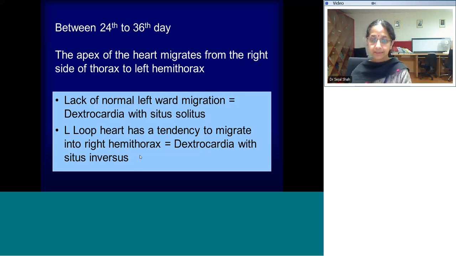So we can understand that normally levocardia commonly has situs solitus with D-looped ventricles. However, if this normal migration to the left hemithorax does not happen, or you have an L-looped ventricle, then the heart tends to stay on the right side of the chest, which is dextrocardia. But in both the situations, you have different situs. In the first, you have situs solitus, and in the second, you have situs inversus primarily with L-looped ventricles, which is a mirror image dextrocardia.